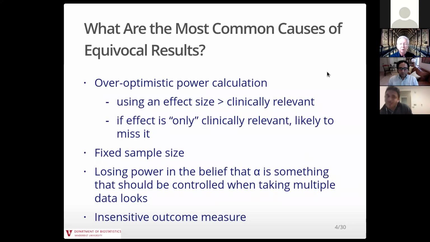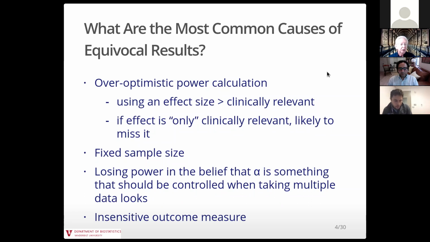What are the most common causes of equivocal results? Well, number one is an over-optimistic power calculation. And that is because we use effect sizes that are larger than clinically relevant. And the result of that, by pinning your clinical trial on a hope and a prayer, is that if the true effect is only clinically significant, say it's only a 20% reduction in MI probability, you're likely to miss that clinically relevant treatment effect. Another cause of equivocal results, a very large cause, is a fixed sample size.